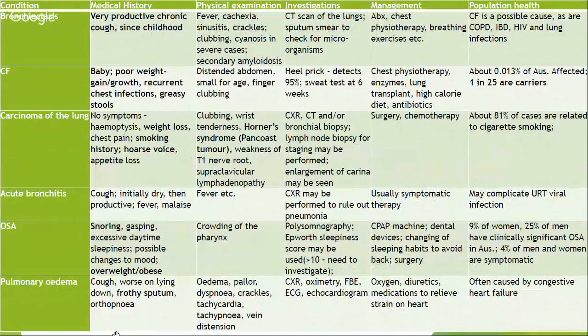Just a few more key conditions. So we've already spoken a bit about cystic fibrosis. Lung cancer could have no symptoms, ranging through to hemoptysis, weight loss, chest pain. Smoking history is always key.